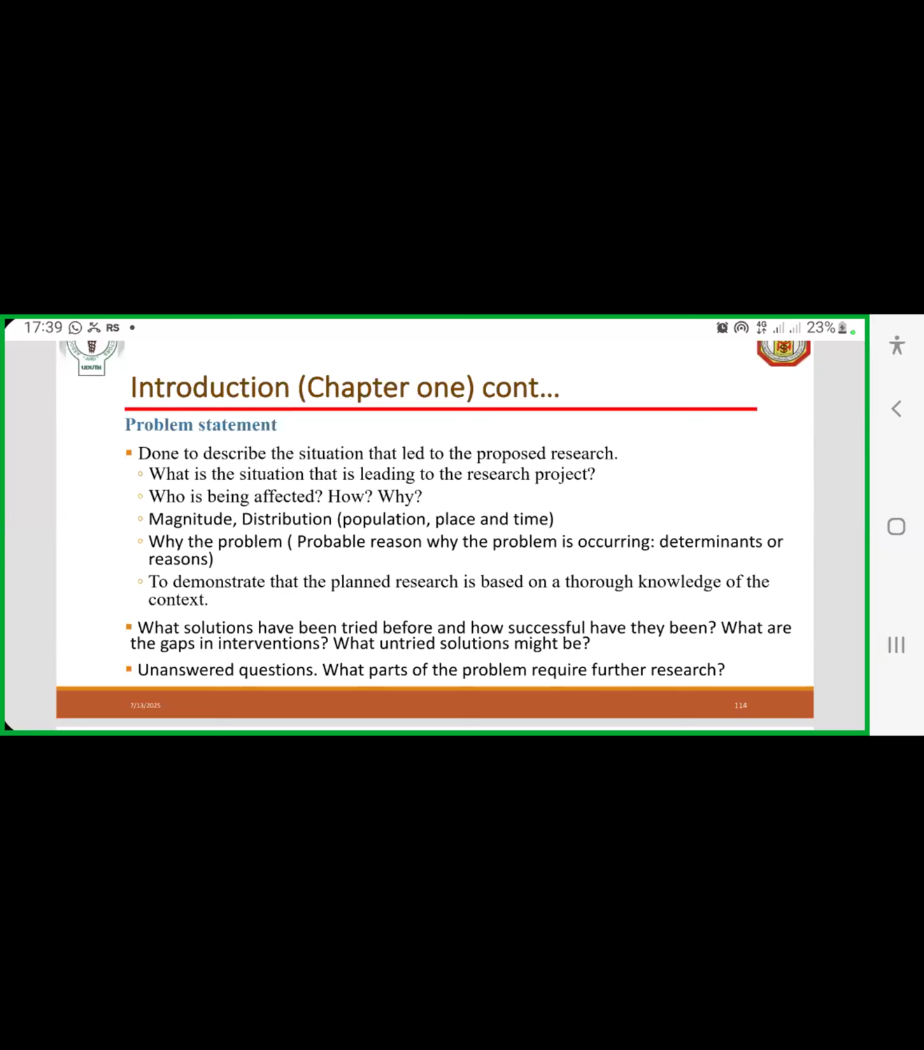For example, if you want to research the knowledge of malaria among healthcare workers, here your problem is not malaria. Your problem is knowledge. Do they have poor knowledge or good knowledge? What will their poor knowledge lead to? If healthcare workers have poor knowledge of malaria, they will prescribe incorrectly, without adequate diagnosis. That is the problem you are bringing, not the problem of malaria itself.